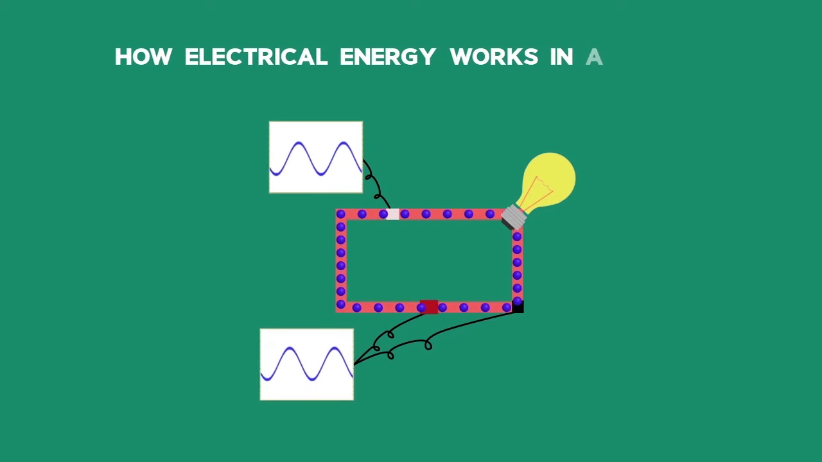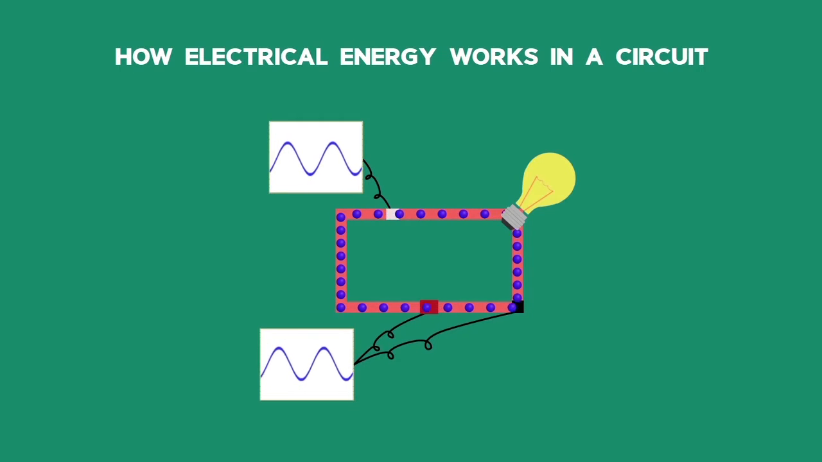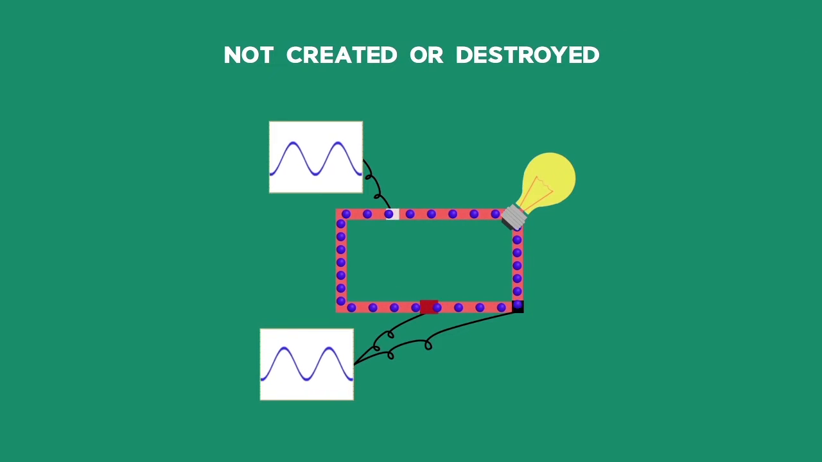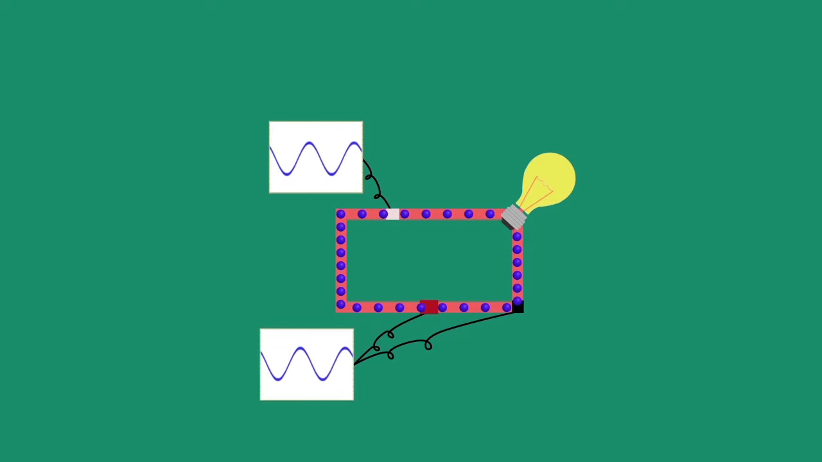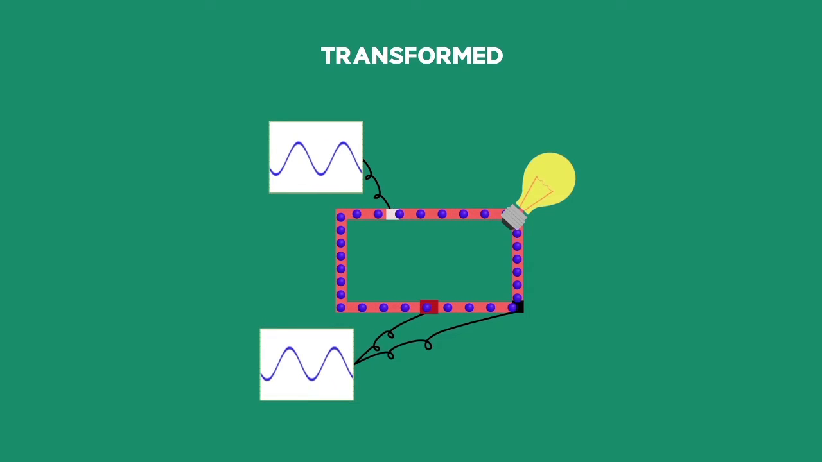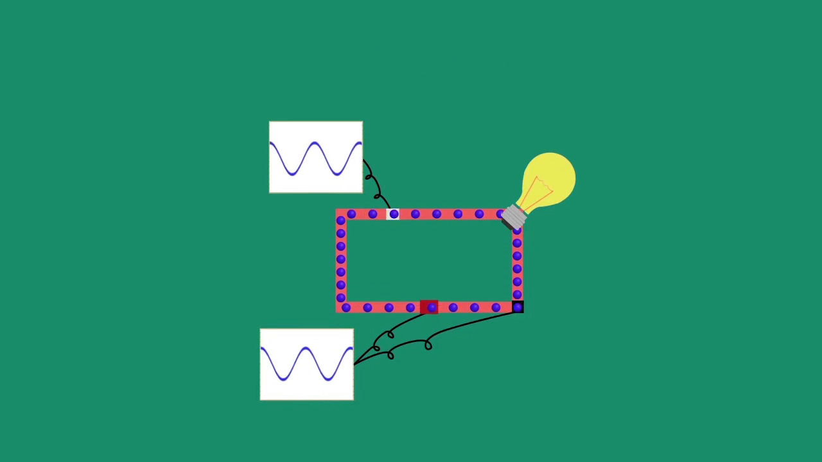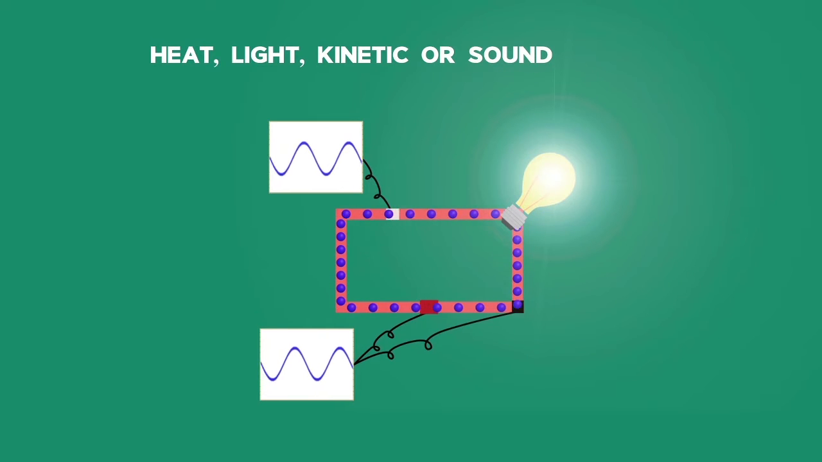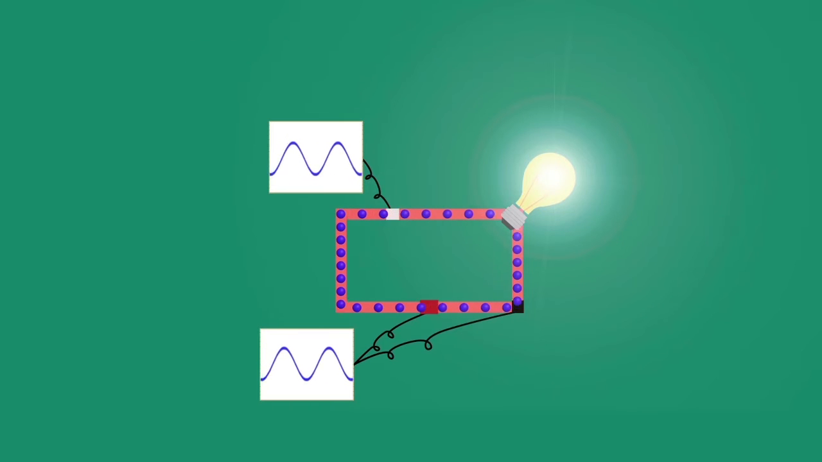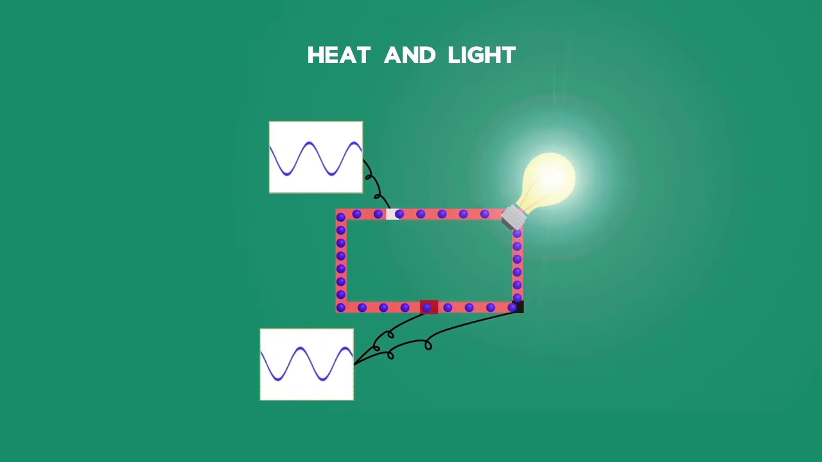Let's look at how electrical energy works in a circuit. When charges flow through a circuit, they lose electrical potential energy. You've learned that energy cannot be created or destroyed, so the lost potential energy must be transformed into some other form of energy. Depending on the circuit component, the electrical energy might be transformed into heat, light, kinetic, and/or sound energy. In the case of a light bulb, the energy is transferred into heat and light energy.